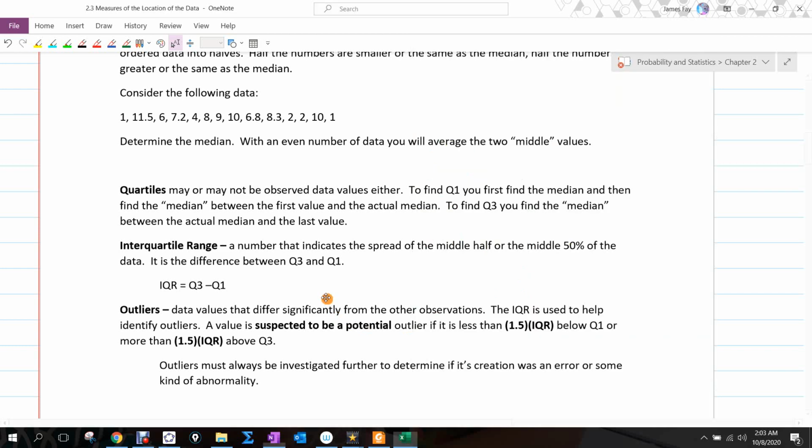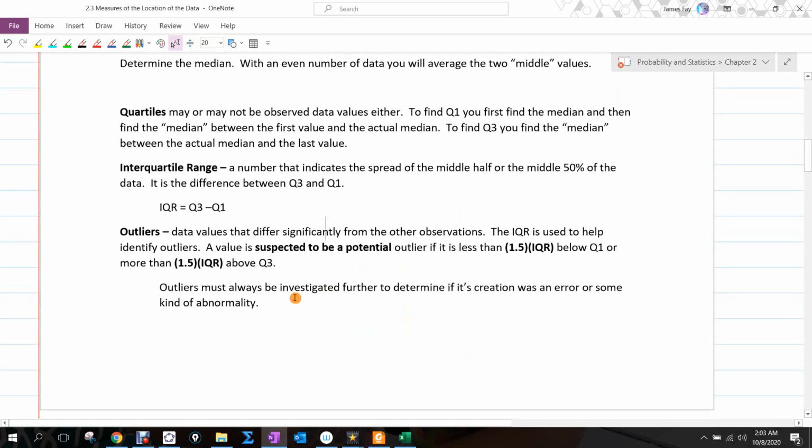We then want to find what we call the interquartile range, sometimes called the IQR, and that is what we refer to as the middle 50%. You find that by taking Q3 minus Q1. Remember, Q3 was 75%, Q1 was 25%. Subtract those, you get your 50%, and that's in the middle. The purpose of that is for us to be able to determine outliers.